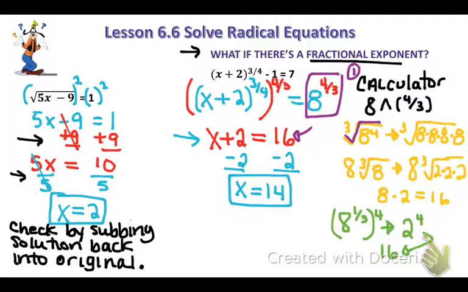4 8s under the radical. So for every 3, I can take 1 out. And then this 8 is the same as 2 times 2 times 2, so I'm going to take out a 2. 8 times 2 is 16.